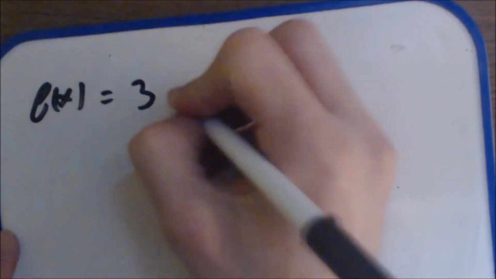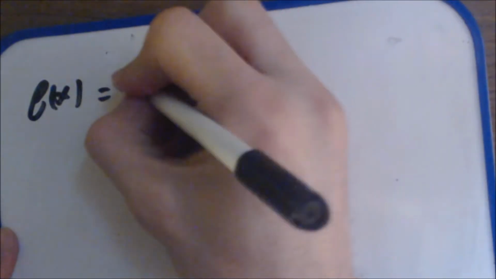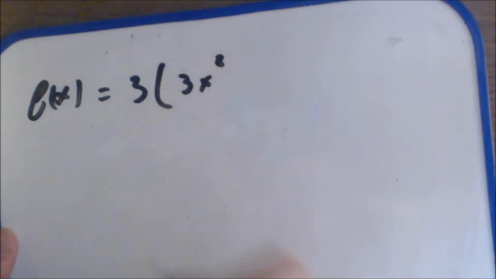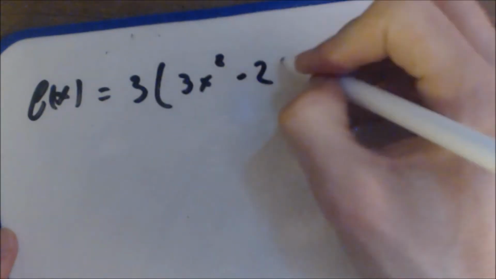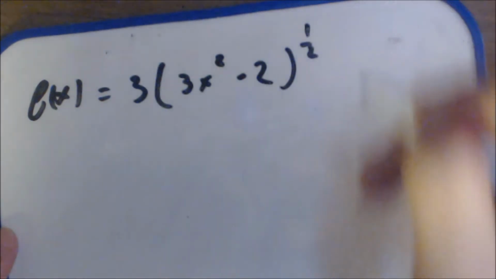So we're going to set up the next problem. Right now, let me erase this. Alright, now we're going to find one that's slightly harder. It's going to be f of x is equal to 3 times 3x squared minus 2 to the 1/2.